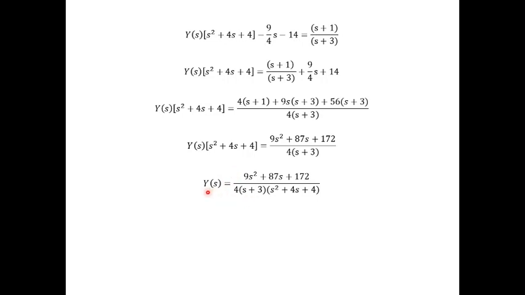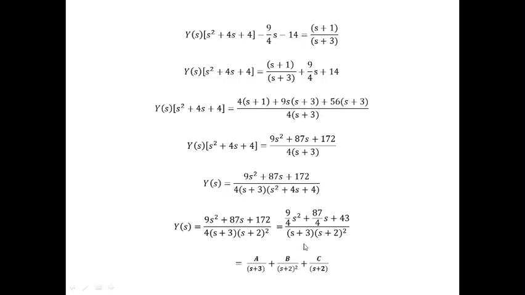So to get y of t, we need to apply partial fractions. So we are further simplifying this s squared plus 4s plus 4 into s plus 2 the whole square. Now this constant 4, I'm taking it to the numerator and we are getting the final expression for Y of s. Now apply partial fractions: A by s plus 3 plus B divided by s plus 2 the whole squared plus C divided by s plus 2. For partial fractions, you need to take it like this when you have a square power.